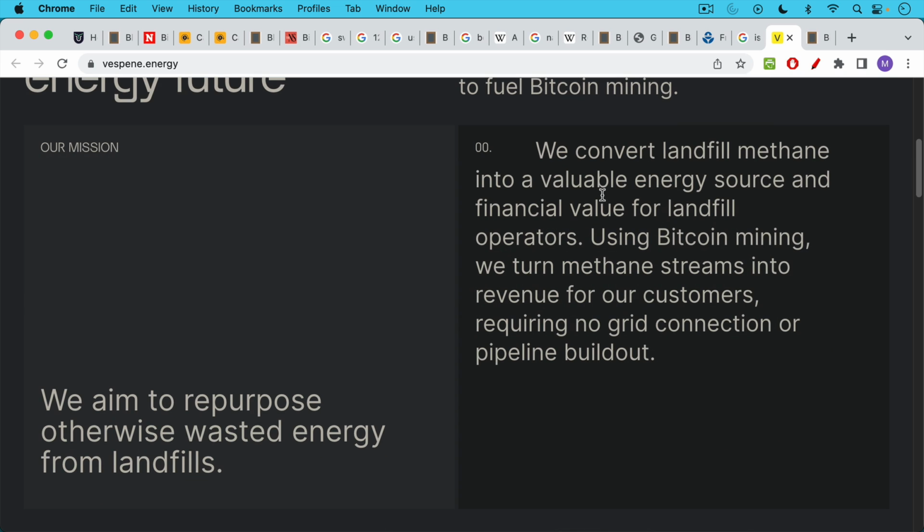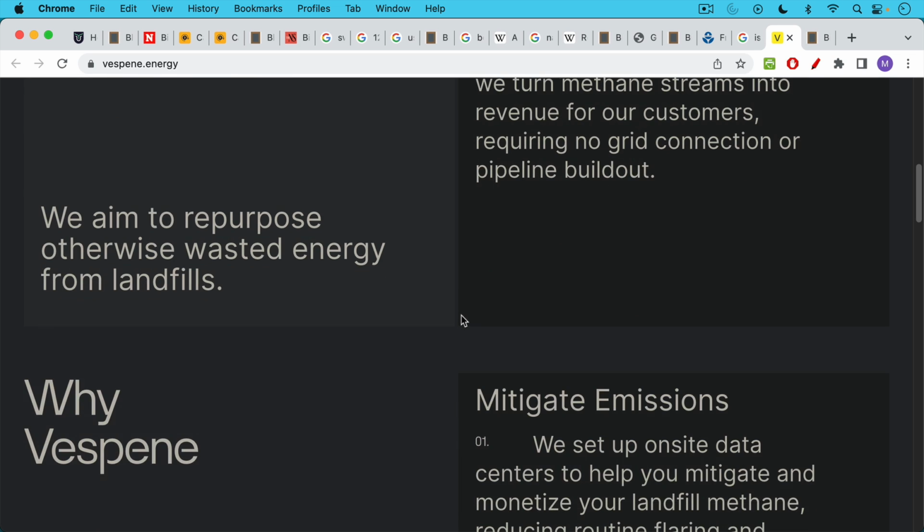The nice thing about these companies, Great American Mining Company and Vespeen, is you don't require a grid connection. You don't have to build out a pipeline. Because Bitcoin mining machines, ASICs, are so portable, you can just bring them to the site of the stranded or wasted or unwanted energy, and you can monetize and repurpose that energy. So here's a great example of how proof of work can help the environment in terms of mitigating methane and natural gas emissions. This is something that proof of stake obviously cannot do.